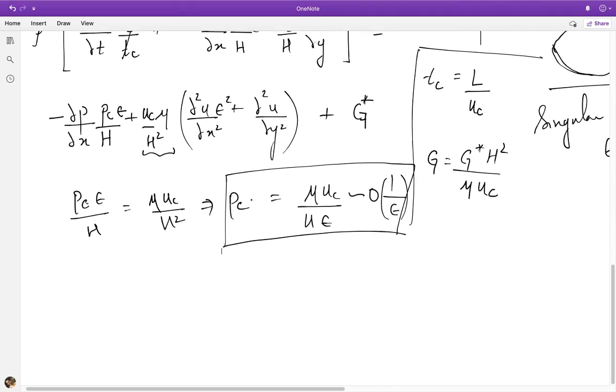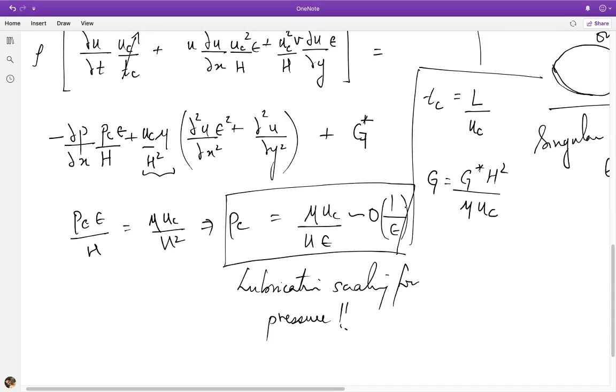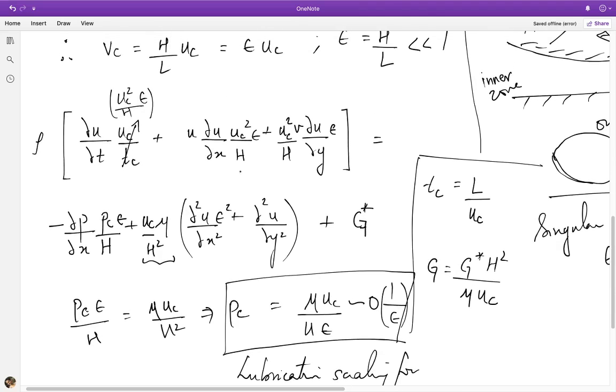Okay, so this is the key pressure scaling, the lubrication pressure scaling. So I can just write that down there. This is the lubrication scaling for pressure, which is common to all such thin gap problems, right? And what it tells us is the pressure values are going to be quite large. In fact, order 1 by epsilon, whereas the viscous stresses themselves have magnitudes of order 1.